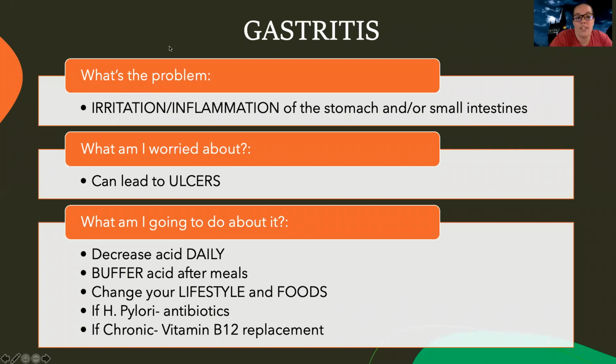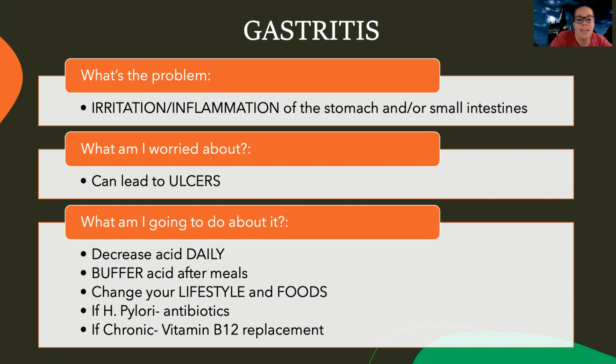So speaking of which, gastritis. We just talked about peptic ulcer disease, which is where they have ulcers, whereas gastritis is just where they have irritation or inflammation of the stomach or the small intestines. The thing to keep in mind is that it can lead to ulcers. We want to do all the same things that we mentioned previously in peptic ulcer disease: decreasing acid, buffering the acid after meals, changing lifestyles and food, decreasing stress. A lot of gastritis is caused by H. pylori, so they may need the antibiotic treatments that I mentioned.